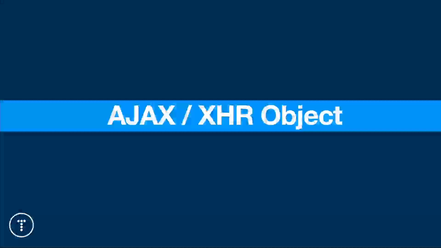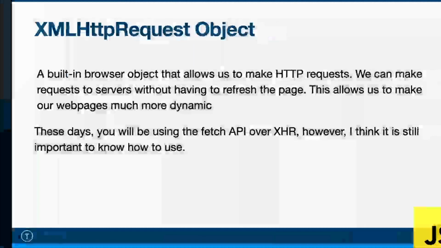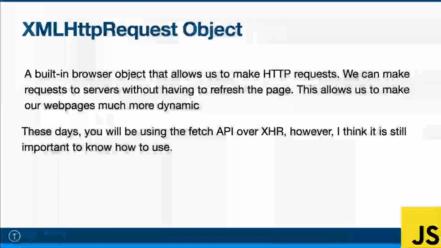Alright guys, so in this video we're going to talk about and look at the XHR, the XMLHttpRequest object. This is an object that's built into the browser and allows us to make HTTP requests. It is a little more complicated than the Fetch API, but it's still pretty straightforward. And you may notice the XML is included in the name of the object.